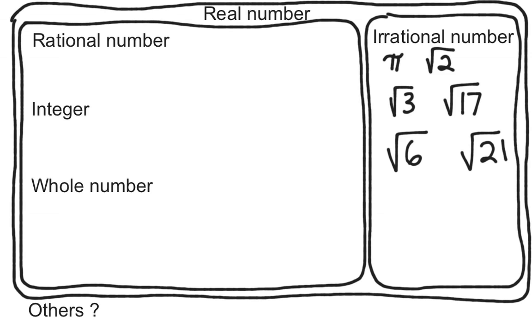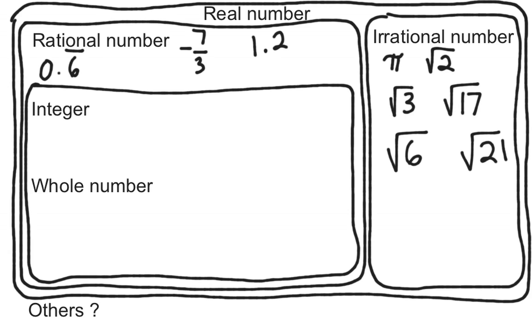I'm also going to include some examples of rational numbers that will not fit into the integer or whole number category. And since they don't fit into the integer or whole number category, I need a box that will exclude these three numbers that I've just written as rational numbers. There. Now you can see that negative 7/3, for example, is considered a rational number. It's also a real number, but it's not an integer, whole number, or irrational number.